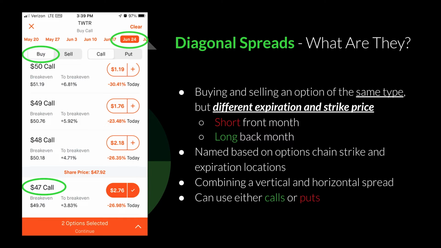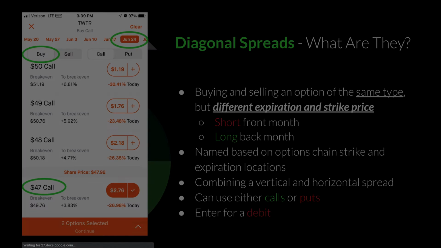So you can either use a call or a put, but as long as they are the same, you can set up a diagonal spread. So either both calls or both puts. And when you enter a diagonal spread, it's entered for a debit. You can invert it, but it's just not as common. So in this case, we're just going to be looking at the debit or the long diagonal spread.